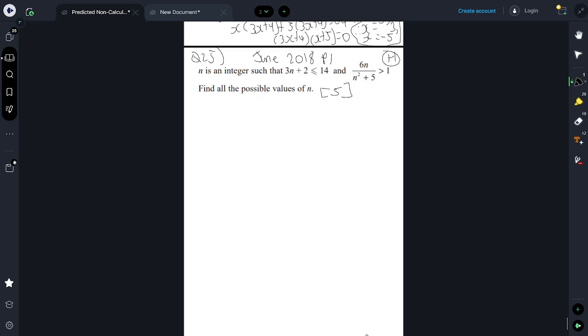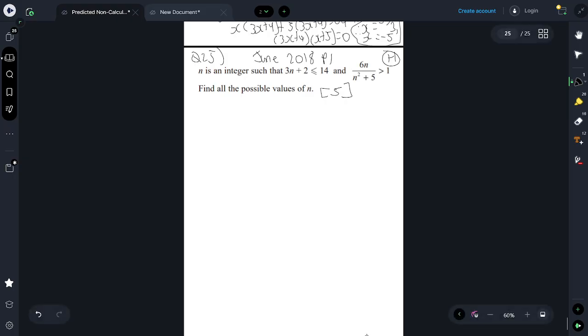Okay. Again, a lot of papers I've noticed, they love to ask multiple inequality questions like this. There's two different inequalities. They love asking this as a final question with a quadratic inequality as well. So we're told n is an integer such that 3n plus 2 is less than or equal to 14 and 6n over n squared plus 5 is greater than 1. Find the values of n.